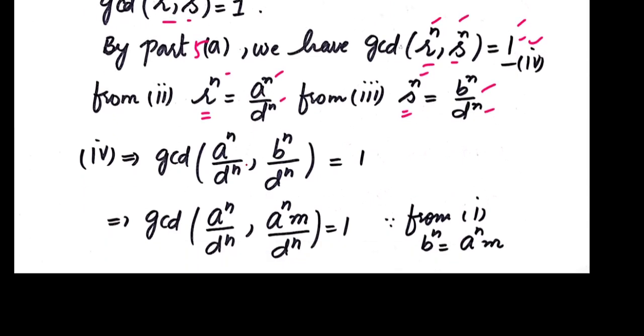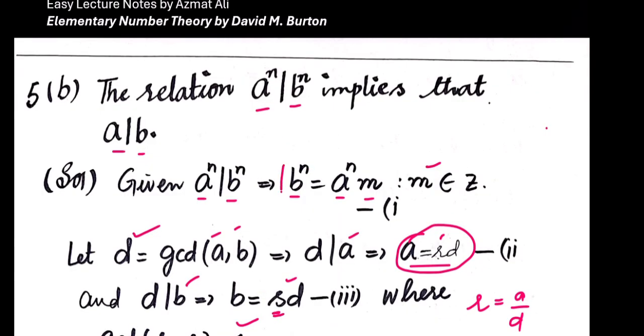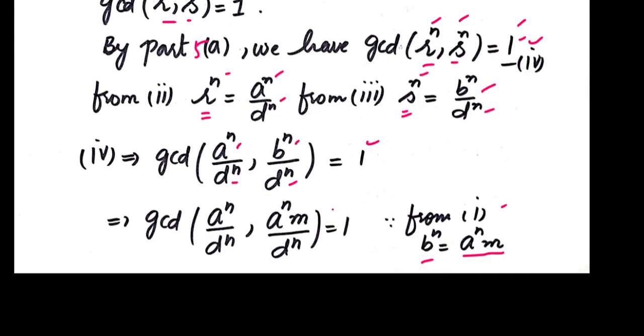This implies A raised to power n, D raised to power n, B raised to power n, D raised to power n has a GCD equal to 1. Now from 1, B raised to power n is equal to A raised to power n into M. This is my 1. So substitute this value of B raised to power n here.